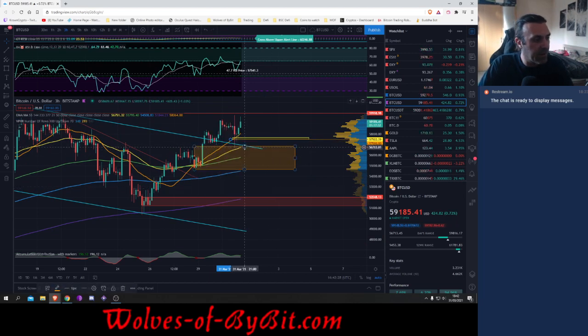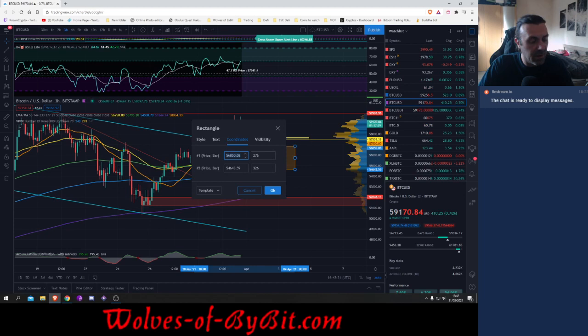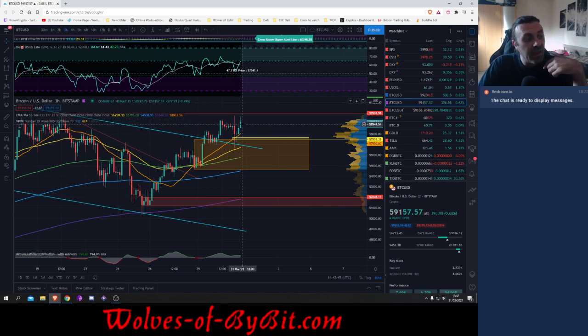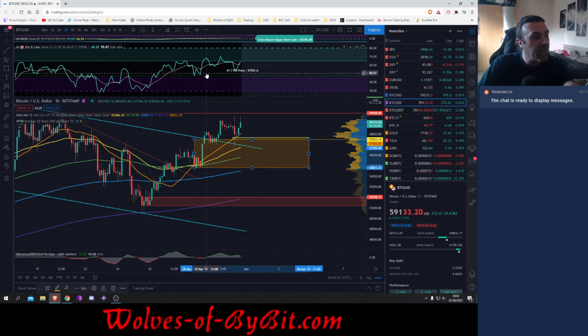57,500 and 57,500. There we go. Okay, so what does this mean? Basically, on the shorter time frame, we could be breaking below this yellow box. But as long as we don't break below the orange box, things are still basically going to continue in an uptrend. And as you can see on the 3-hour chart, we don't have any bearish divergence just yet.